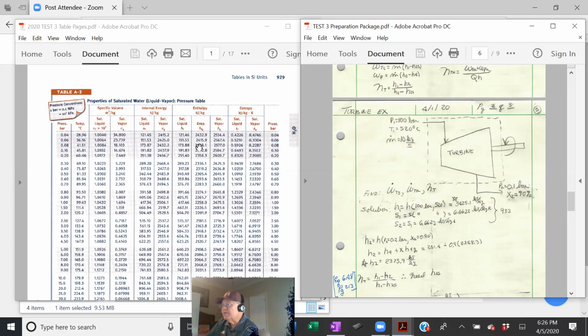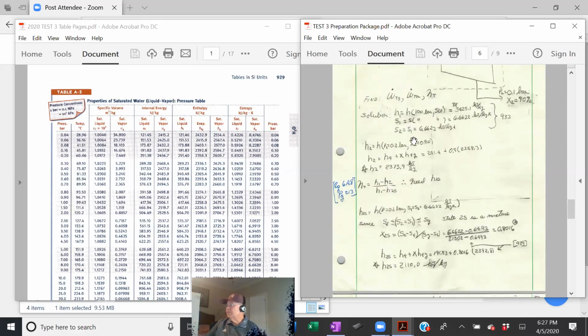251.4 is H of F. H of G is 206.97. And I need H of G minus H of F, but it's calculated for me. It's 2358.3. So I can go through that simple calculation and I get H2 is 2373.9. Now I don't want to write out a bunch of decimal points. I just want to have the same amount as in my tabular value, which was 1 decimal point.